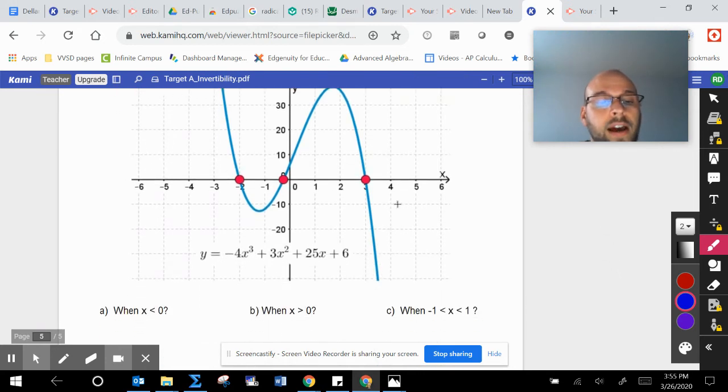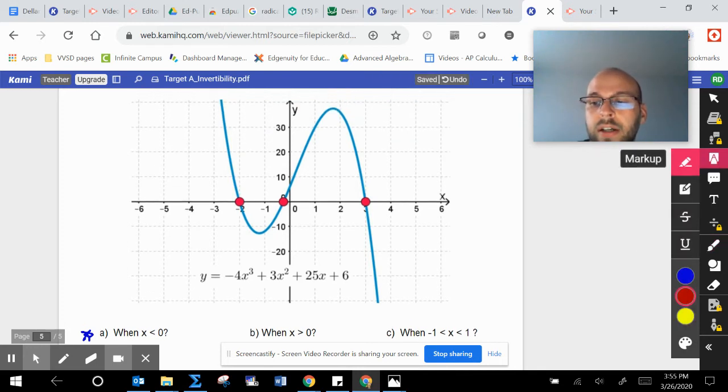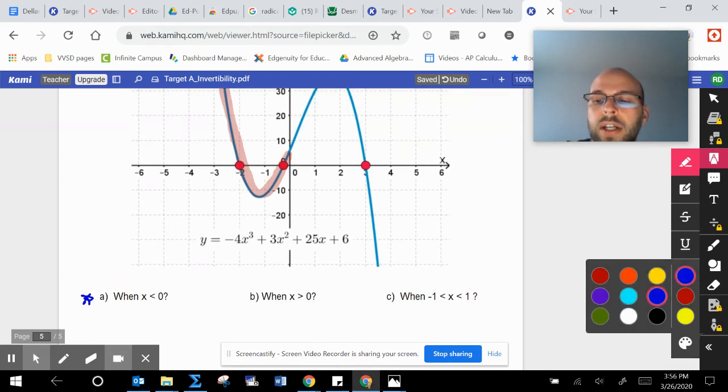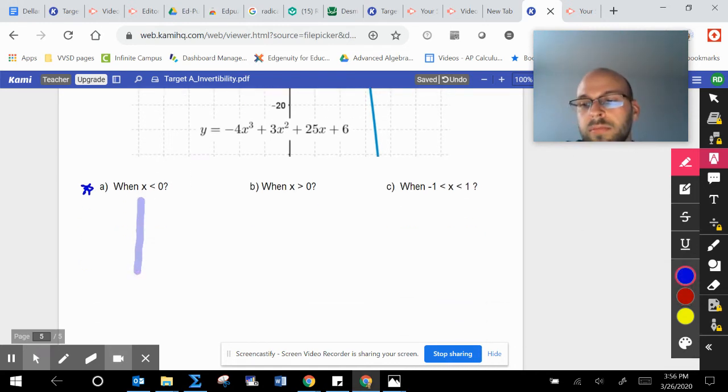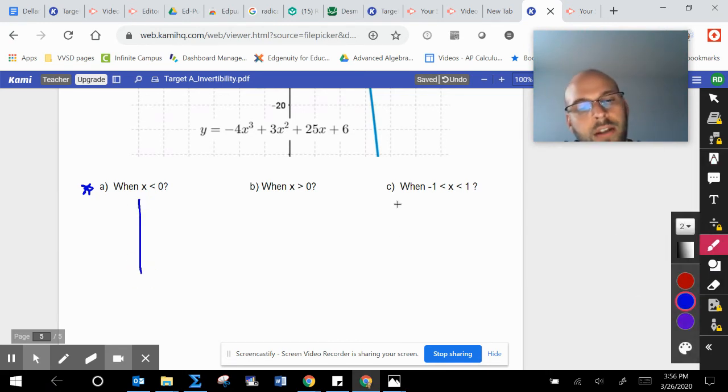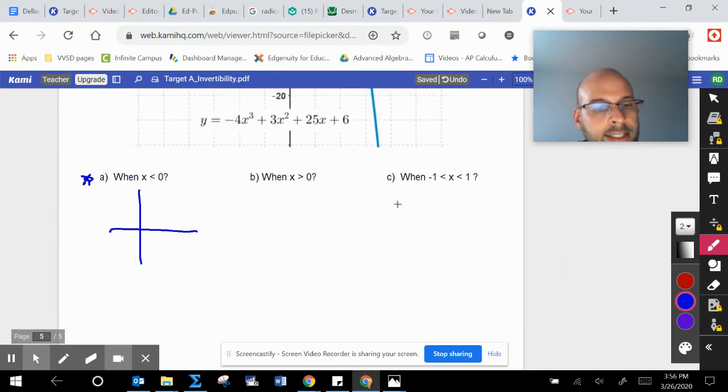So the first interval I have for part A here is when x is less than 0. So I'm going to try and use my highlighter on my screen. So when x is less than 0, let's see if I can do this. There we go. So when x is less than 0, I have this portion, everything to the left of the y-axis. That's going to be where x is less than 0. So I'm going to make a little doodle down here. Let's change that. Okay, so if I make a little doodle of just that section, it looks something like this.